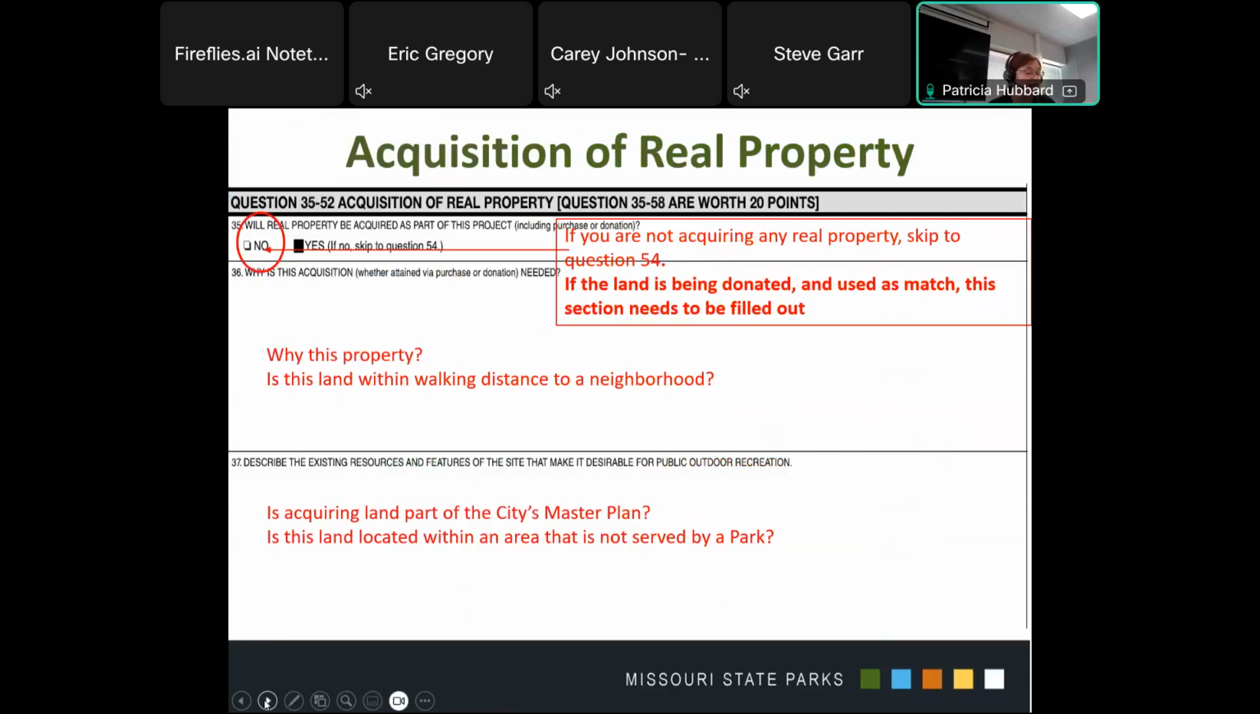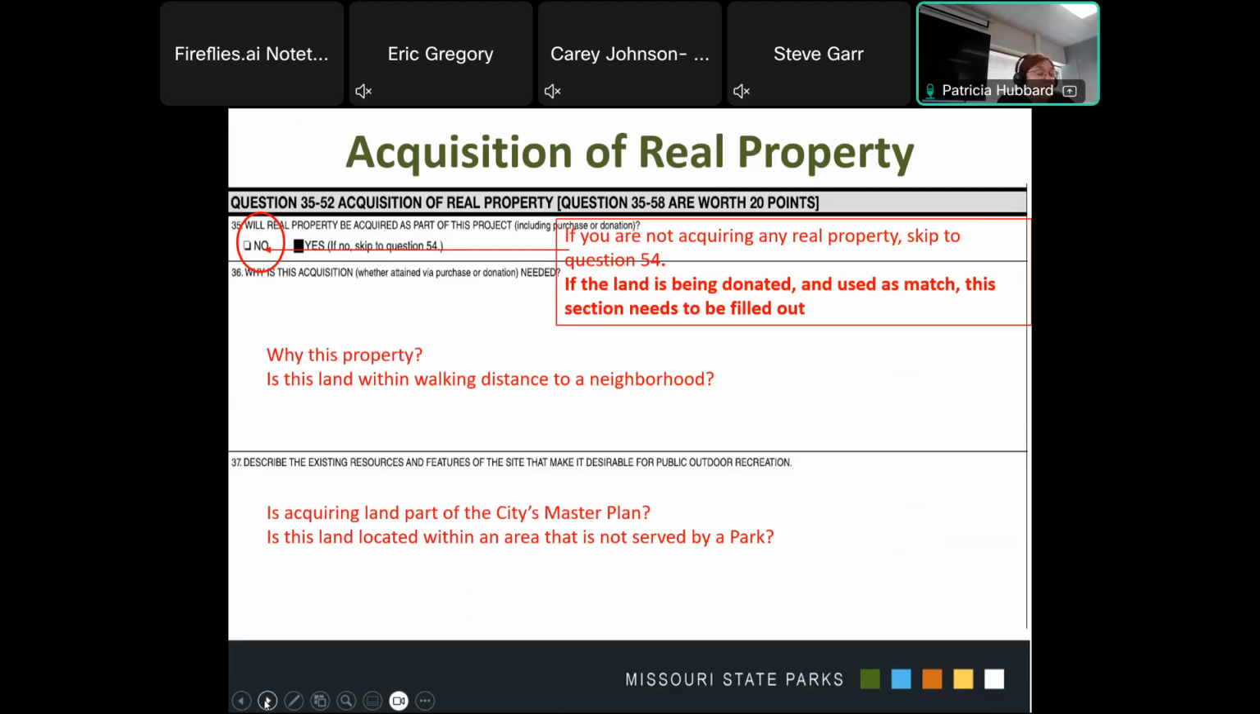So we're going to go directly to the section of the application, which is question 35 through 52, and it pertains to the applicants who are acquiring real property, whether by donation, purchase, or lease. So please note that this section combined with the following section are valued at 20 points. The reason we combine the sections is because not all projects will include both acquisition and development. So we want to make sure that they were scored fairly. So if you are doing both, each section will be worth 10 points each. If you're doing one section, just development, then that full 20 points goes to that section.